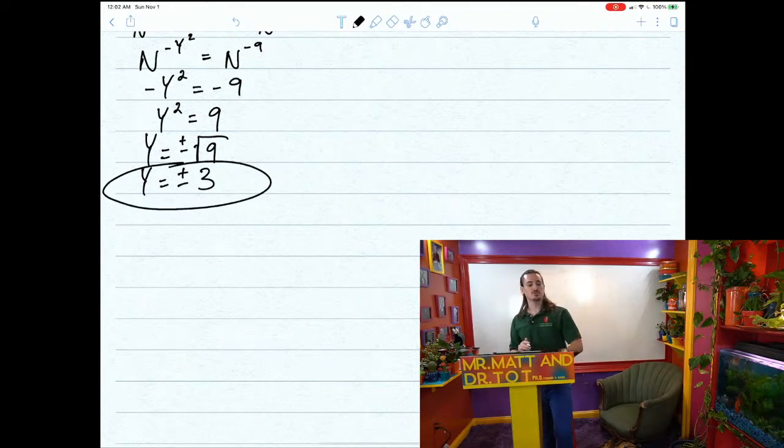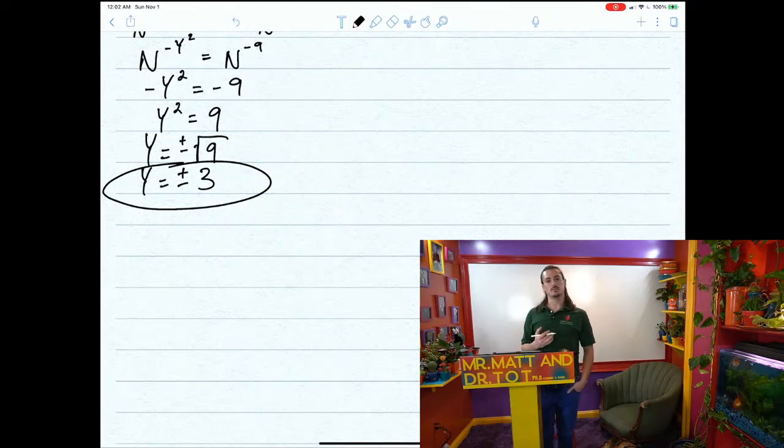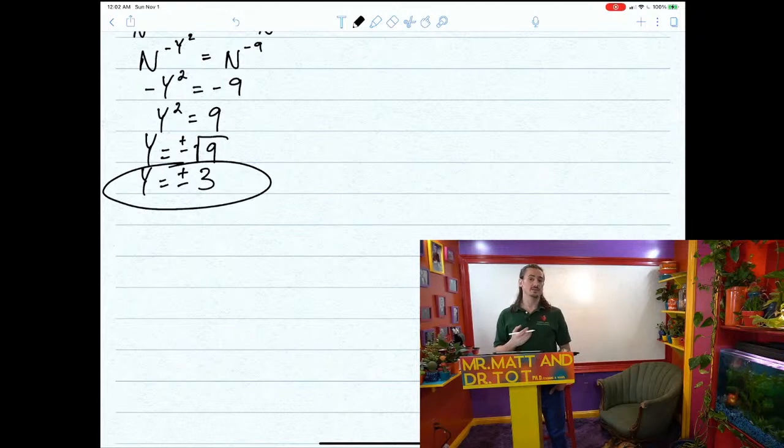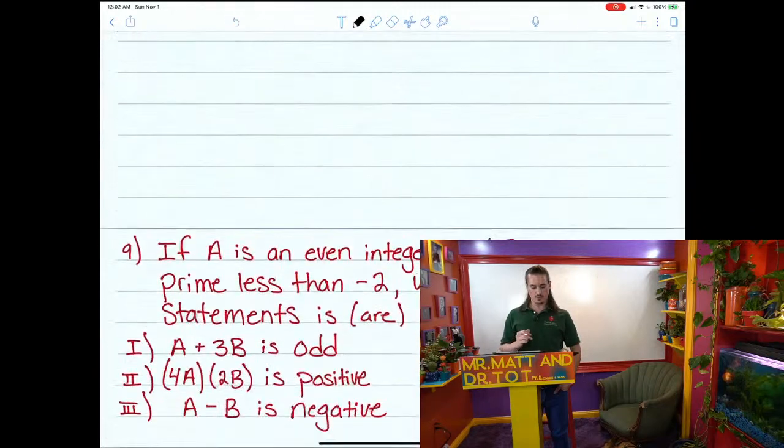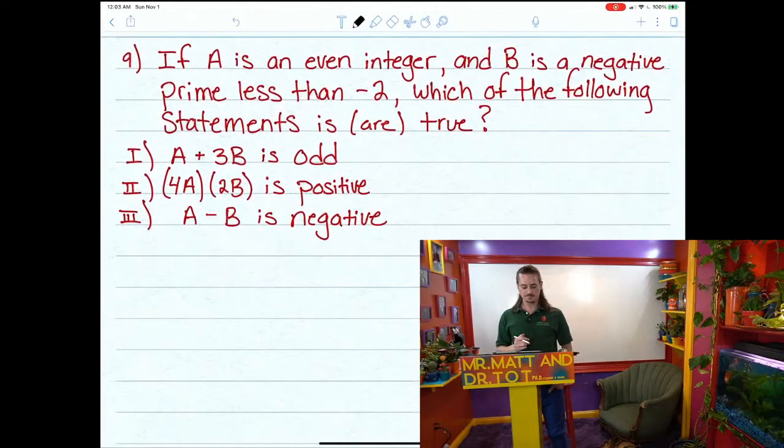If they were to define y to be greater than 0, then your answer here would only be positive 3. They could have equally defined y to be negative, and so your answer would only be negative 3. So you always have to evaluate given the context of the question. If you have any questions, please let me know. Otherwise, let's look at number 9.